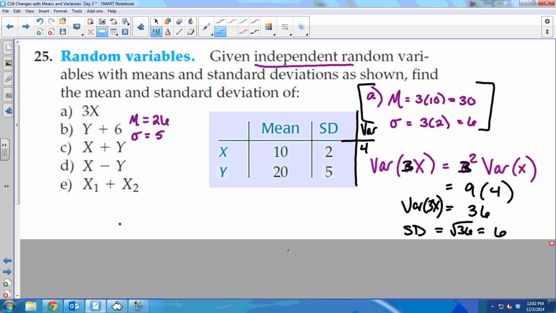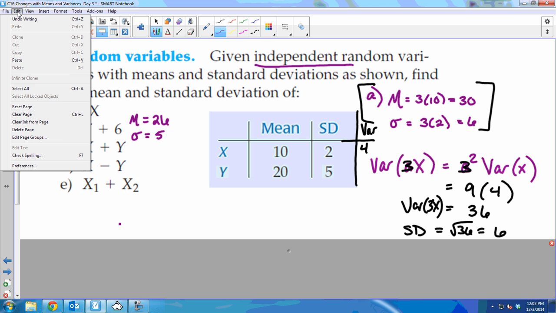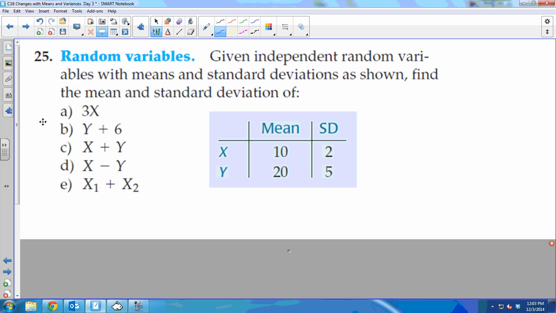So far, so good on A and B. Let's get an example of multiplying by a constant, an example of adding a constant. Can I erase everything I have so far? Because I'm going to need some space. All right. Yes.